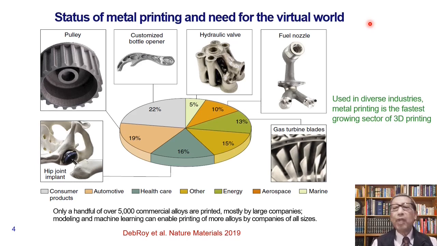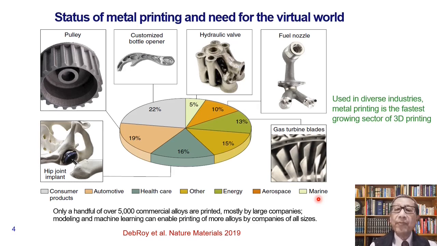Obviously, additive manufacturing has many advantages over the conventional manufacturing techniques. And as a result, you will see that additive manufacturing is now being widely used in various industrial sectors such as consumer products, automotive, healthcare, energy, aerospace, and marine industries. Why then are only a handful of alloys printed, and that too mostly by large companies?